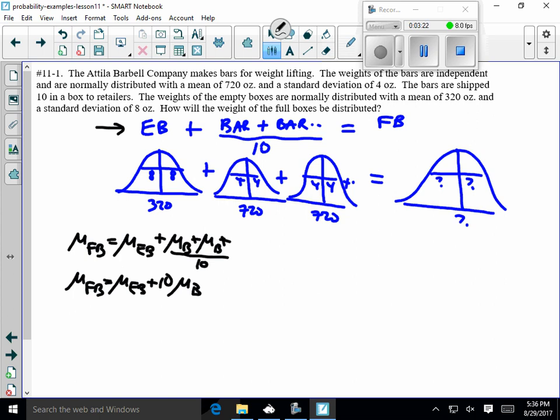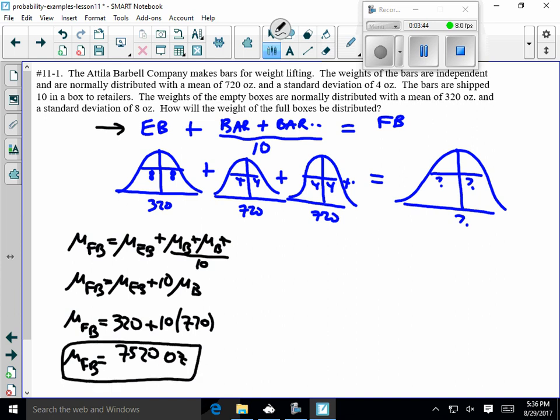Okay, and so that means that the mean of the full box is equal to the 320 ounce mean of the empty box plus 10 means of the bars, which are 720 each. And if you compute that in the calculator, it turns out the mean of the full box is therefore equal to 7,520, and now I'll put that this is ounces. So the mean would be 7,520 ounces. Okay? So the mean is usually pretty straightforward. We just copy the algebraic expression.